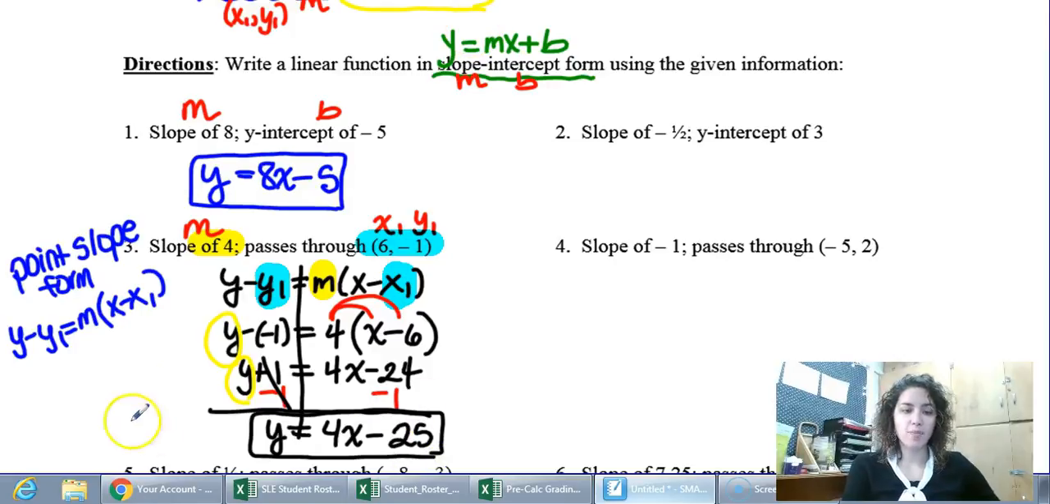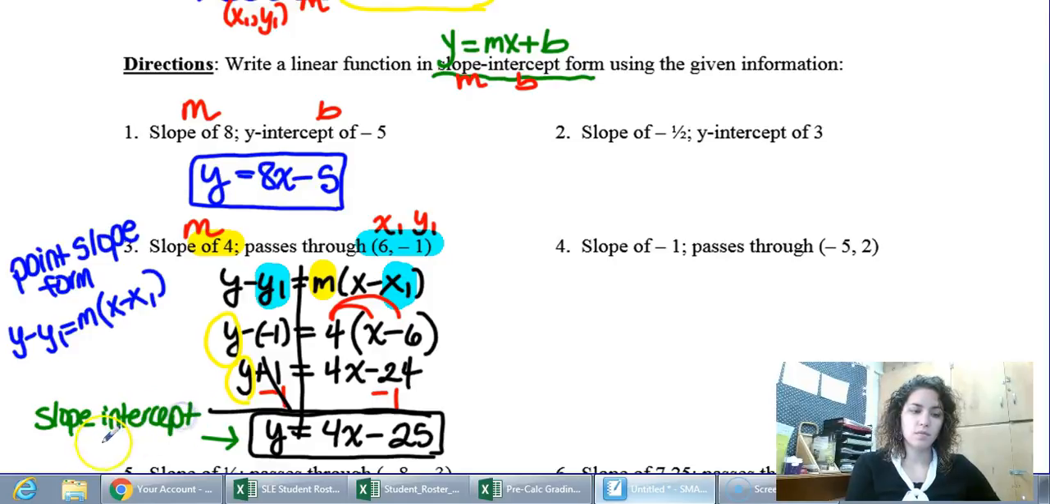Because we accomplished slope-intercept form, which is y equals mx plus b.